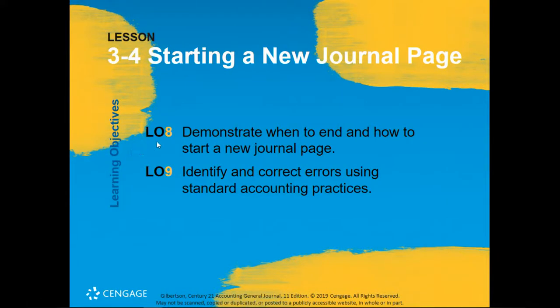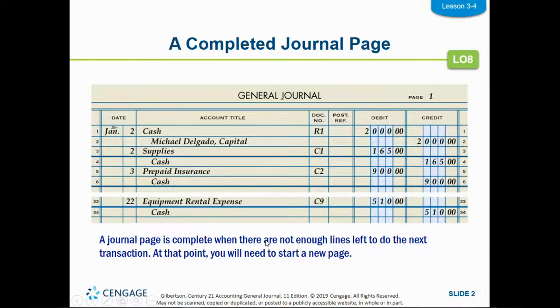The last section of this chapter, lesson 3.4, talks about starting a new journal page. So once you get to the end of a journal page and you don't have enough lines to do both parts of the transaction, you want to start a new journal page. So if you get to the bottom of the page and there's one line left, you don't have enough room to do both parts, so you start that new journal page.